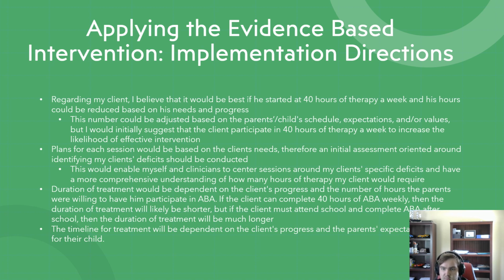The duration of treatment would be dependent on the client's progress and the number of hours the parents were willing to have him participate in ABA. If the client can complete 40 hours of ABA, then the duration of treatment will likely be shorter. But if the client is unable to participate in that many hours of ABA due to school or other obligations or parent obligations, then the duration of ABA will be much longer. The timeline for treatment will be dependent once again on the client's progress and the parent's expectations or goals for the child.